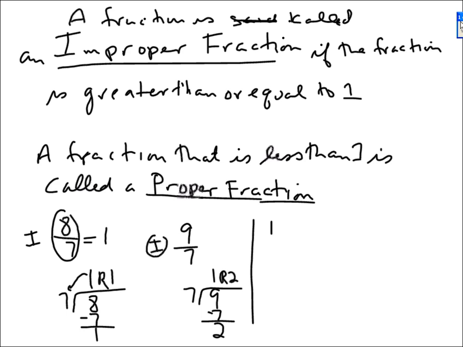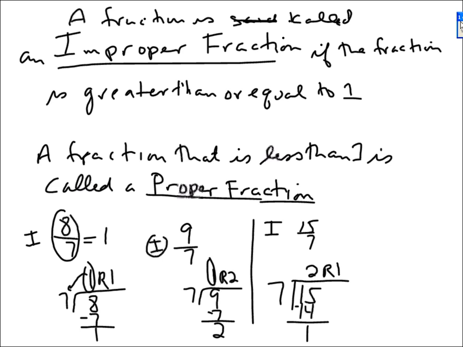If you have 15 over 7, this is also improper. Why is that? Because 7 goes into 15 at least one time. In fact, it goes 2 times. 7 times 2 is 14. You subtract, get a remainder. I don't care what the remainder is. I just care that it goes at least one time. It doesn't go 0 times.